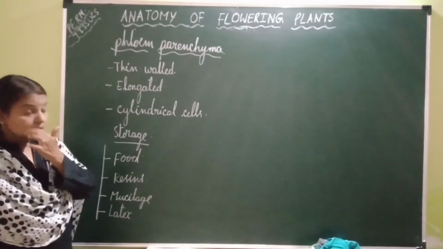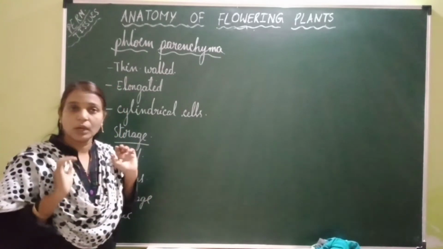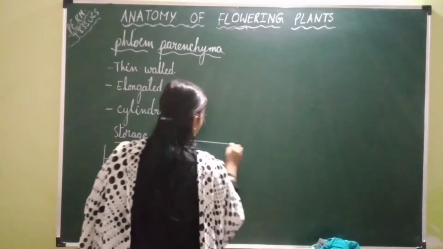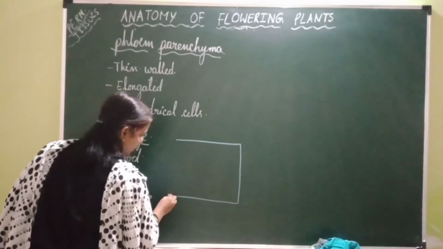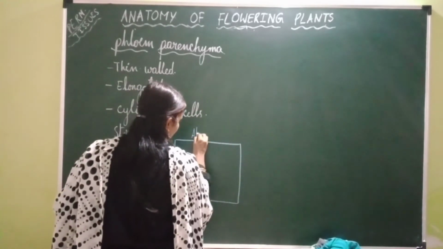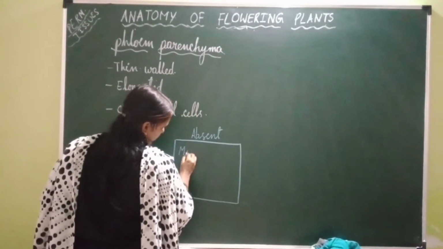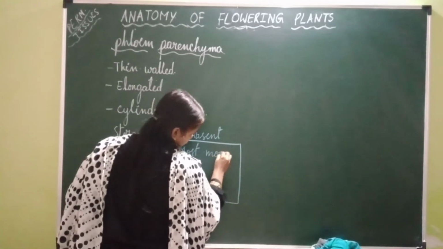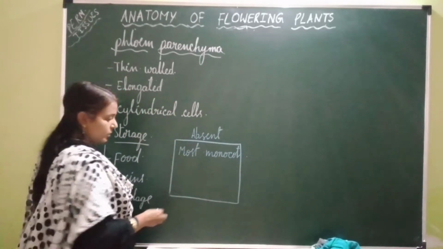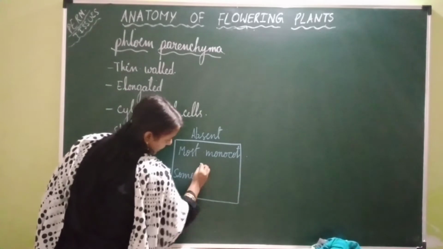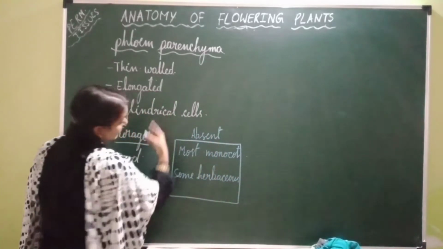So this phloem parenchyma is absent in all monocots. This is a very important point to note down: phloem parenchyma is completely absent in most monocots. It is also absent in some herbaceous dicot plants. Some herbaceous dicot plants also lack this phloem parenchyma.